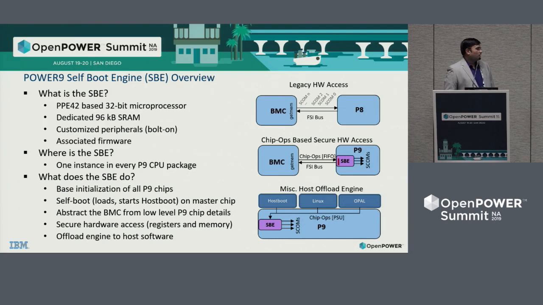And the last one is the offload engine for the host software. So there's also an interface that we provide here, which is called the PSU, or the Pervasive Service Unit. And entities that are running on the main processor, like the host boot or Opal or Linux, can actually send these chip-op commands over the PSU to the SBE. And that kind of enables some more use cases in the system. We'll come to the details of these use cases later. So I think that was an introduction of the SBE and what scope it had in POWER9. I'll go to the details in the next charts.